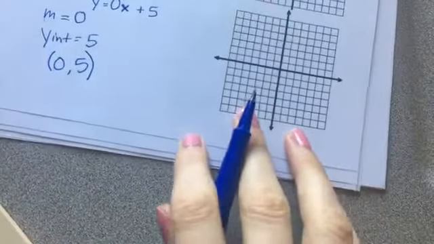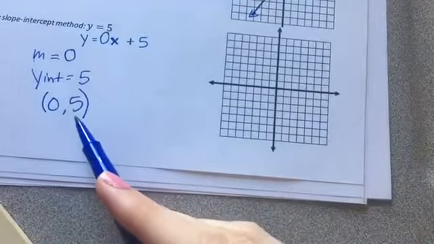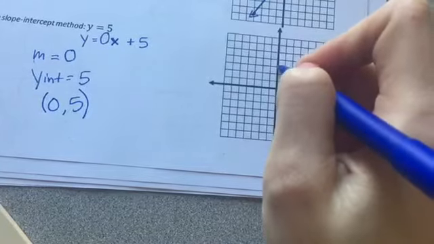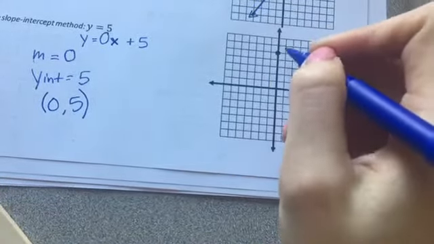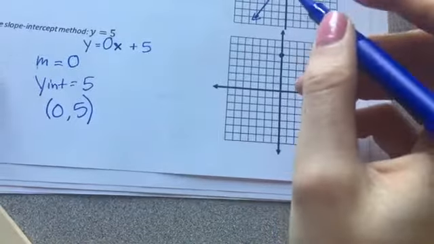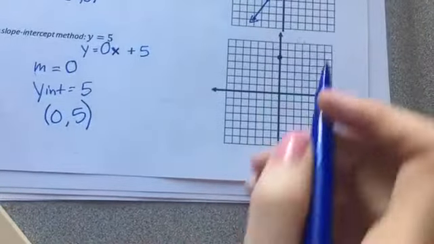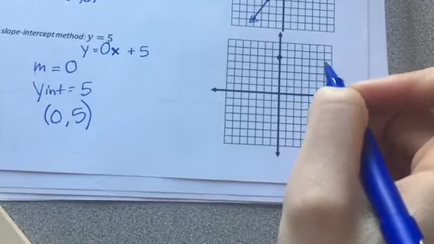So let's take a look at that. 0, 5. So if I come over to my graph and I plot this y-intercept first, 0, 5. Okay. Now, if I have a slope of 0, is there going to be any ups or downs? No, we know a line with the slope of 0 is completely horizontal, right? We talked about this before back in our slope section.